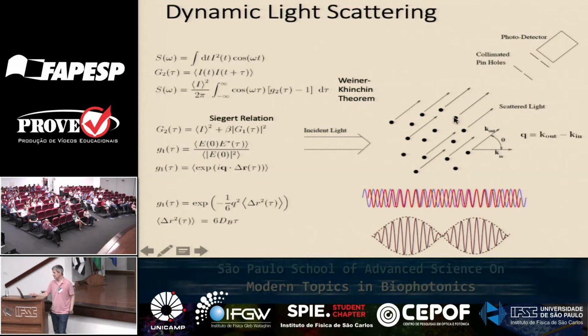So if you have a suspension of scattering particles that are undergoing Brownian diffusion, then basically your field autocorrelation function is going to decay as the Brownian diffusion coefficient times time. So very simple exponential decay.